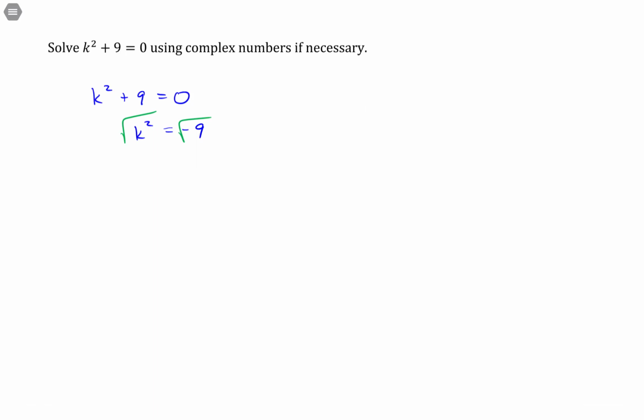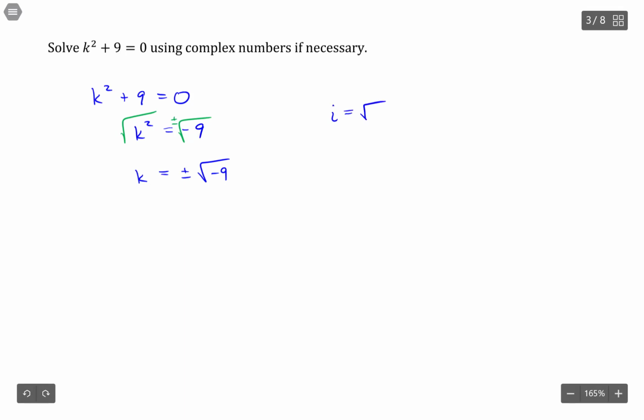And because I'm taking the square root of a squared variable, I need to make sure I take the plus or minus square root. So this becomes k on the left-hand side equals the plus or minus square root of negative 9. And technically speaking, the square root of a negative value is not defined. It is in the complex realm, and we can enter the complex realm if we allow things like i to be defined as the square root of negative 1.